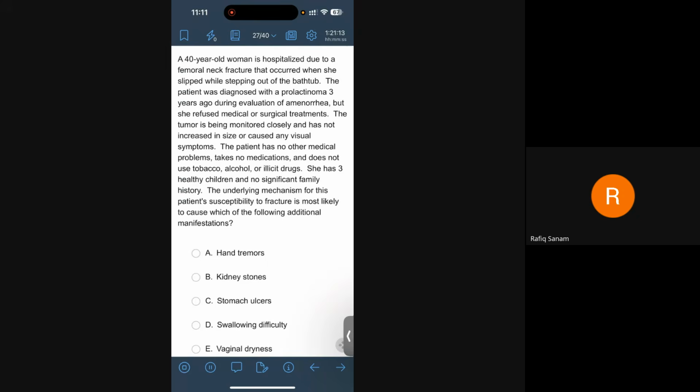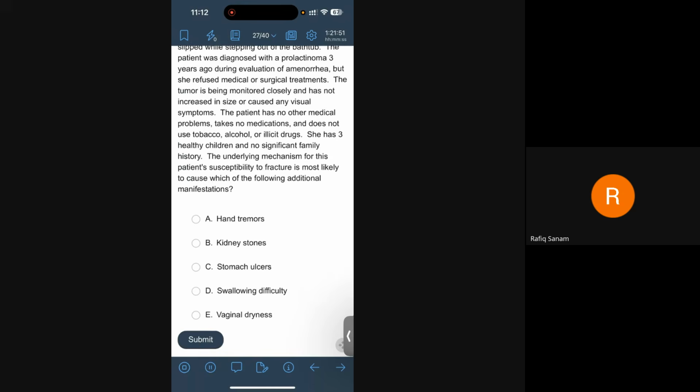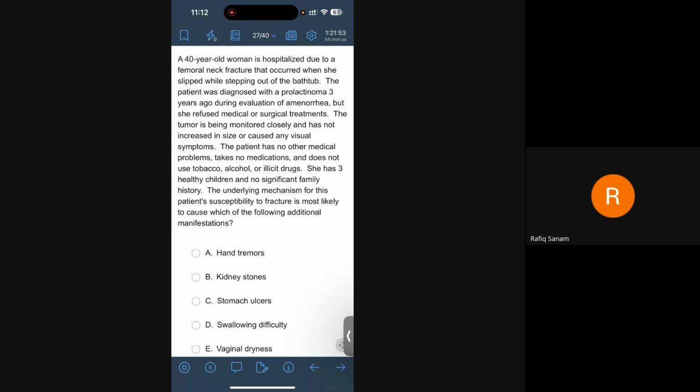Let's move on to the next one. The underlying mechanism for this patient's susceptibility to fracture is most likely to cause which of the following additional manifestations? Always read the last line very carefully. Sometimes the thing which is mentioned in the answers is right, but that option he is not asking about. You have to answer specifically regarding the last line. Read the options. Now try to make the diagnosis.